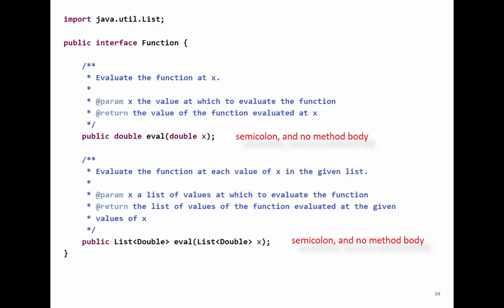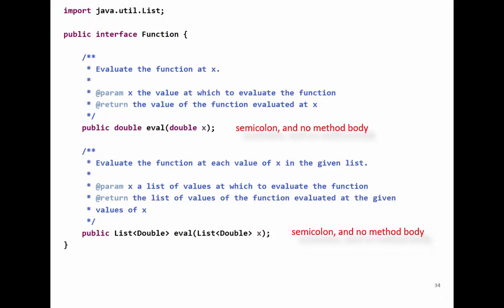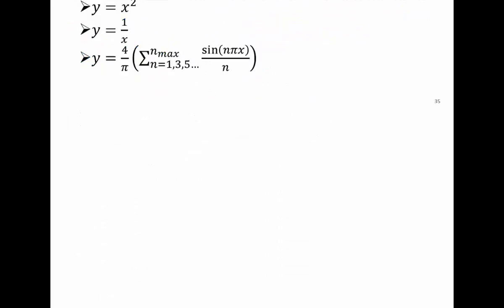public double evaluate(double x). That is the first one. I should see that in your declaration. Then public List of doubles evaluate, the same name, that means overloaded, with List of Double. I should see these two methods inside the body of Square.